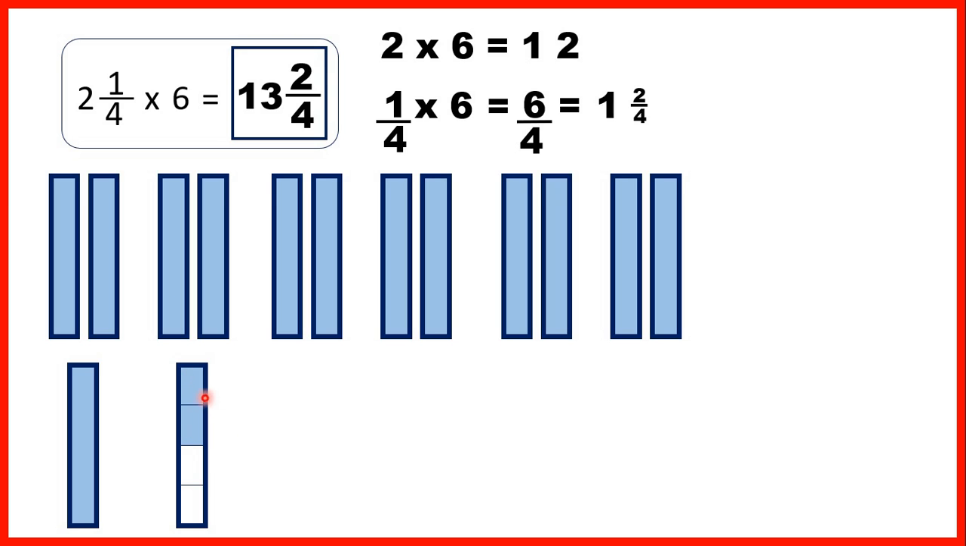Now notice, 2 quarters is the same as 1/2. If we keep the same amount of the fraction bar shaded, but just divide it into 2 pieces rather than 4, you can see that 2 quarters is the same as 1/2. So sometimes you can simplify your fraction. So we could have written 13 and 1/2 instead of 13 and 2 quarters. But most of the time you'll still get the mark if you leave the fraction unsimplified.